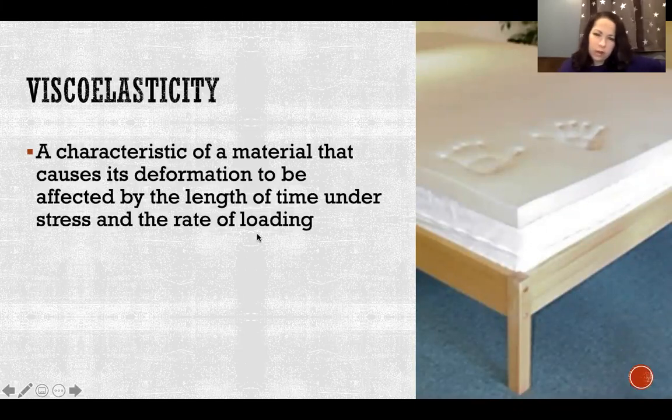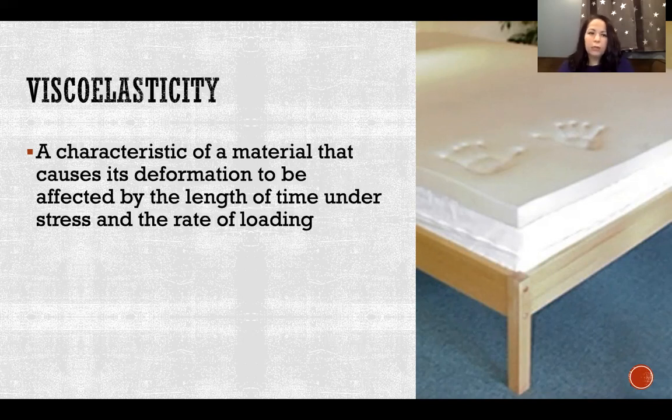That's a characteristic of a material that causes its deformation or the strain to be affected by the length of time under stress and the rate of loading. Okay, so viscoelasticity means that the material, rather than us just saying, here's the amount of stress and that causes this amount of strain, we have to also consider the length of time that that material was under that stress and how quickly the time span that that stress was applied to that material.